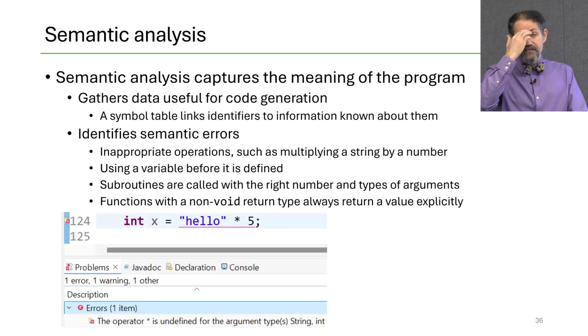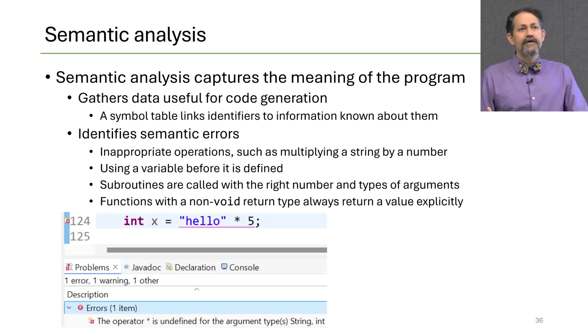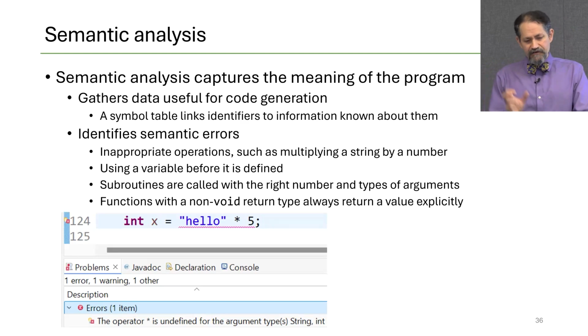Next, we have semantic analysis. Semantic analysis is really about capturing the meaning of the program. It gathers data that's necessary for code generation. For example, the symbol table we talked about earlier will link identifiers to information known about them. Is this identifier a type, or a variable, or a class, or a function? And if it's a function, what is the type? What are the inputs? What are the outputs?